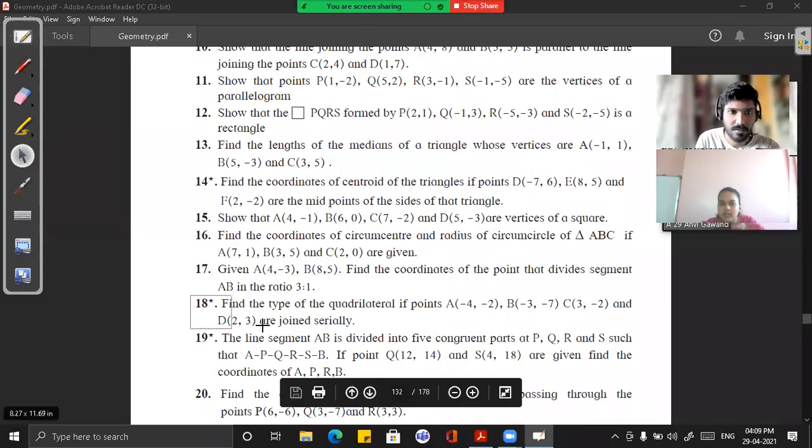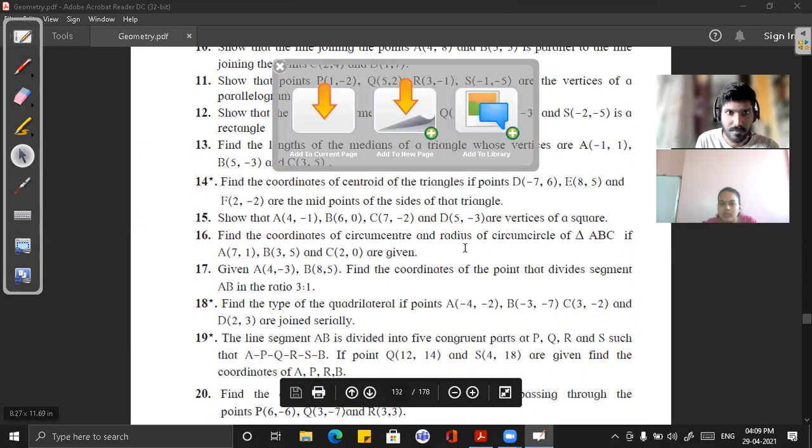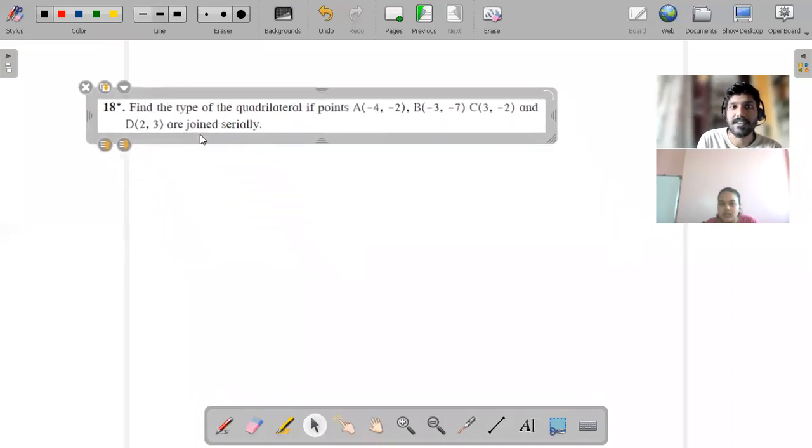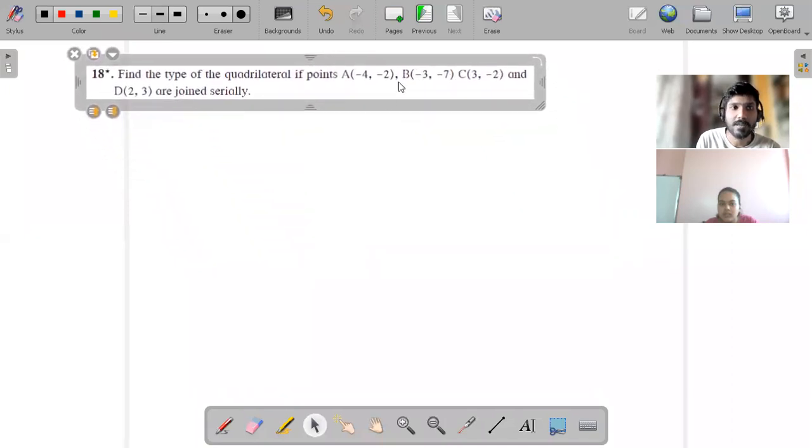18th one is find the type of quadrilateral if points A, B, C, D are joined serially. The 16th one is too lengthy, so we can skip that.